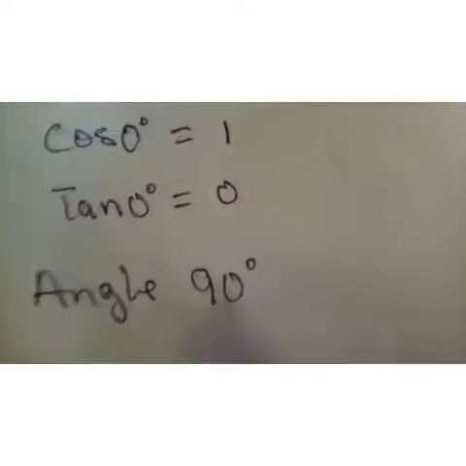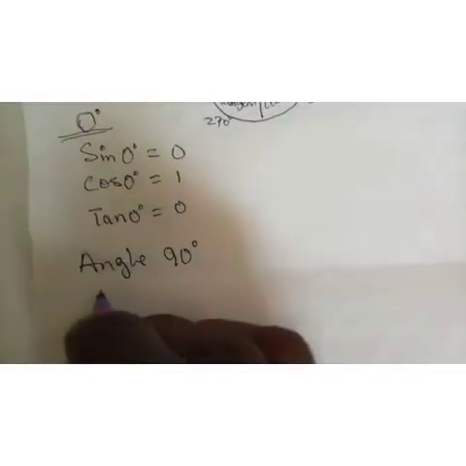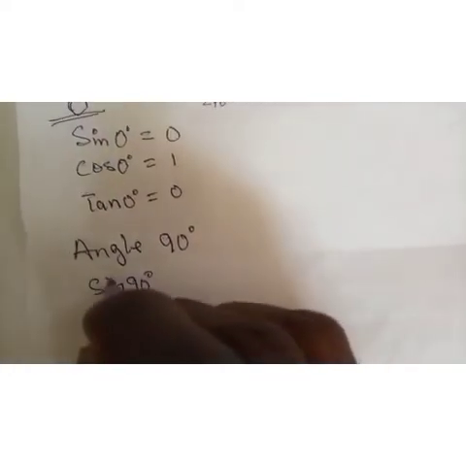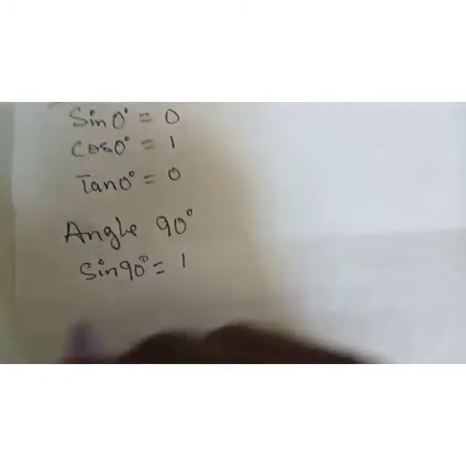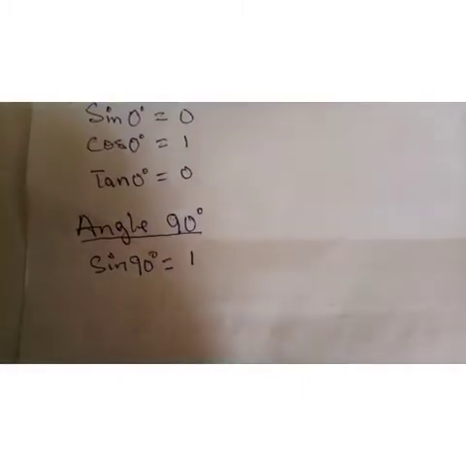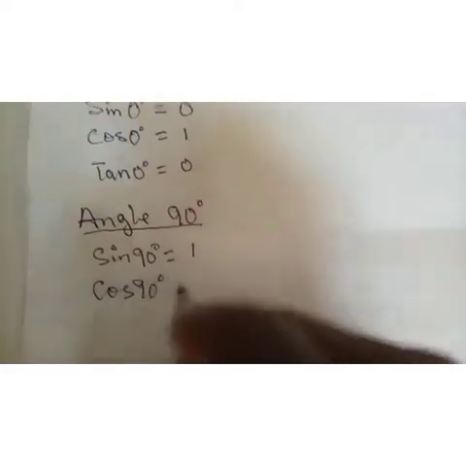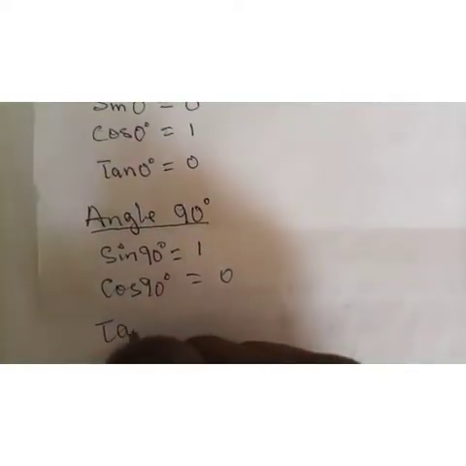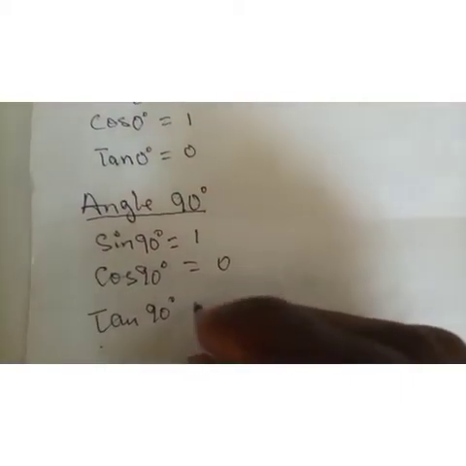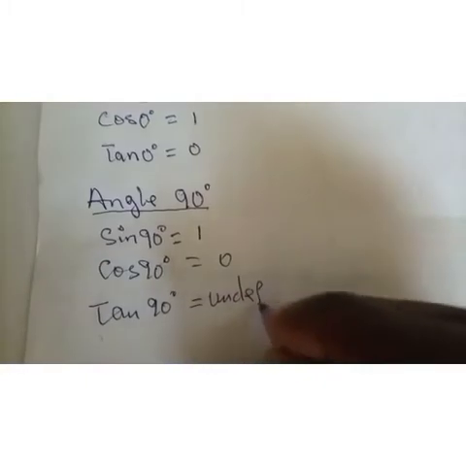So when we are talking about angle 90 degree: sine 90 degree is equal to 1, cos 90 degree is equal to 0, and tan 90 degree is undefined.